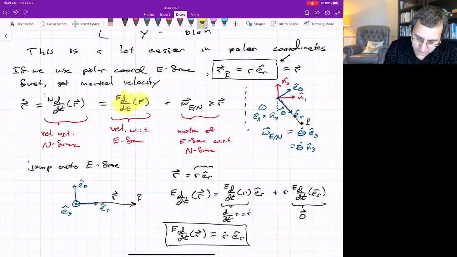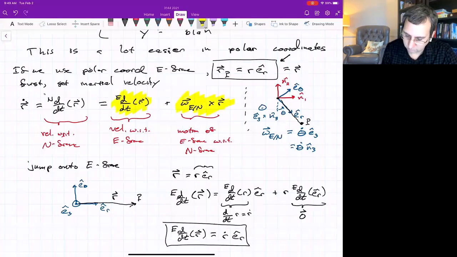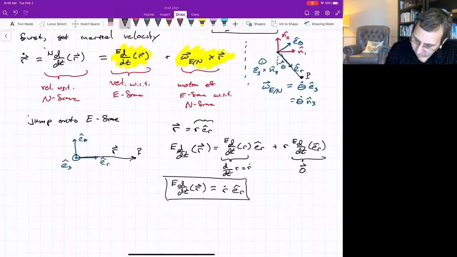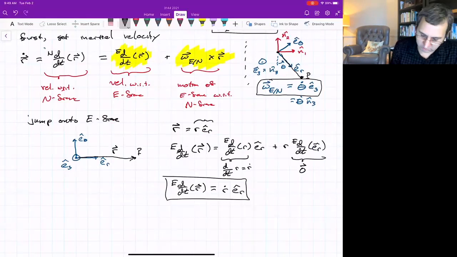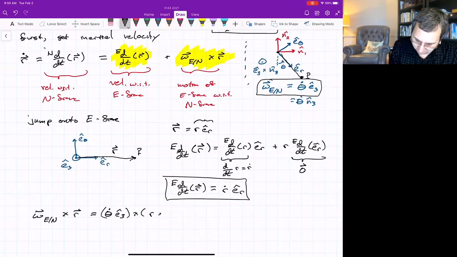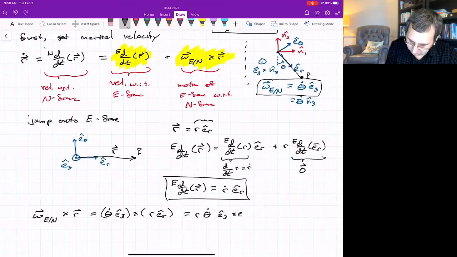So that gives us this part up here. Now we just need this other part, and we can work that out, because we've got what omega E with respect to N is. So omega E with respect to N cross R. Just plug everything in. And what do we have? This is theta dot E3 cross R E_R, pulling out scalars and everything. We've got R theta dot E3 cross E_R.